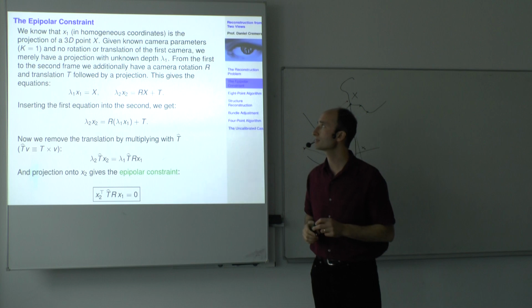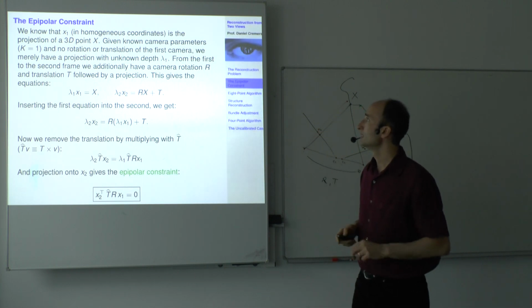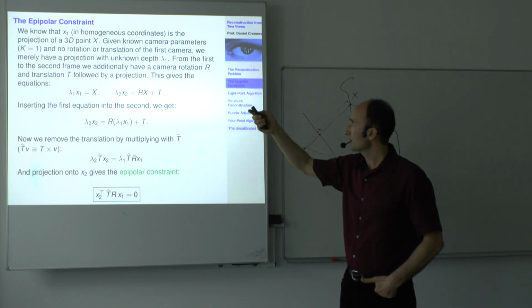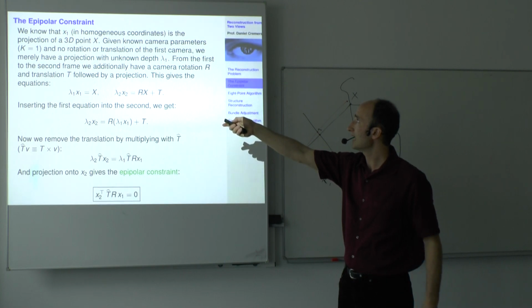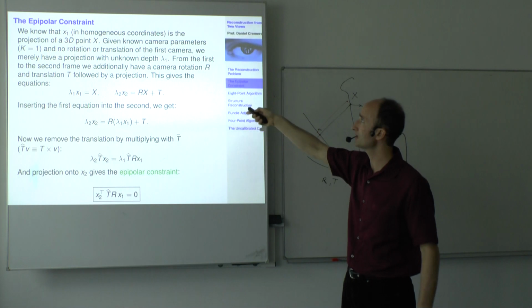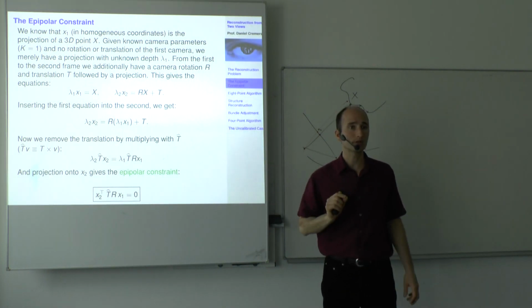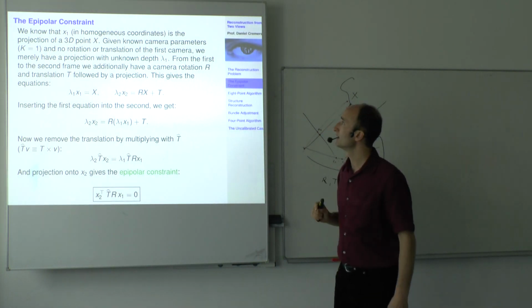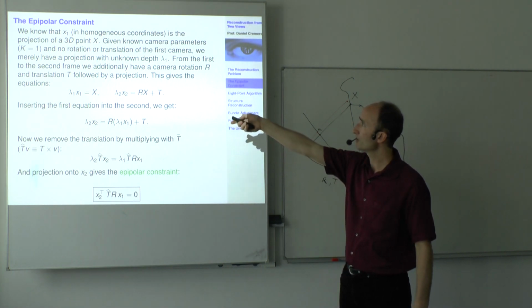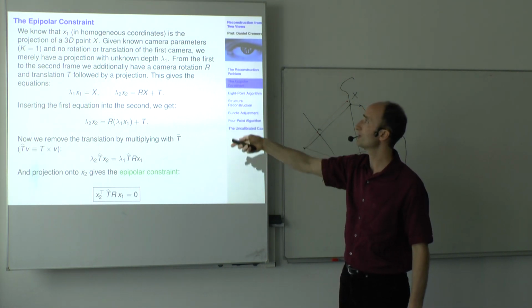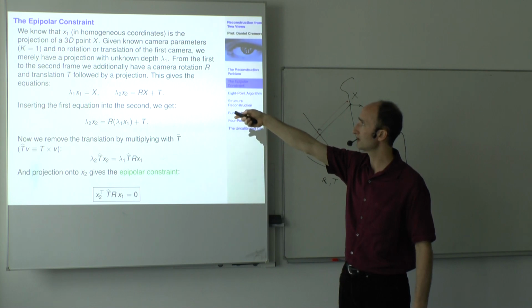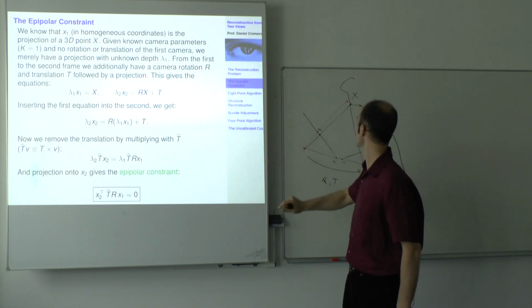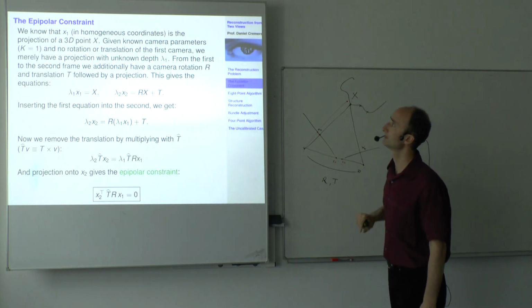Here's how that works. So let's start again. We know that x1, this is the 2D location in the first image in homogeneous coordinates, so the third component is 1. And we know that it corresponds to some 3D point large X, so that would be in the coordinates of the first camera, that 3D point here.